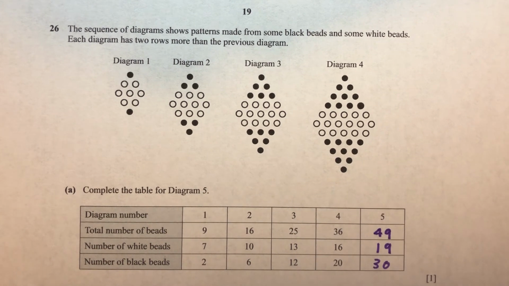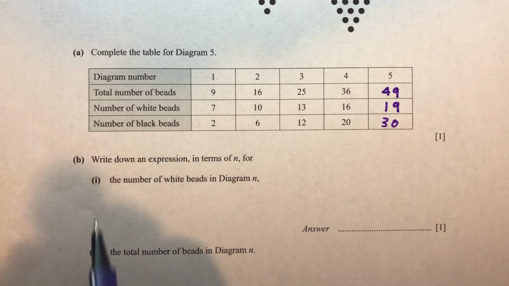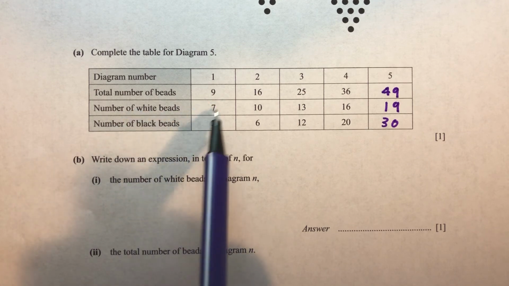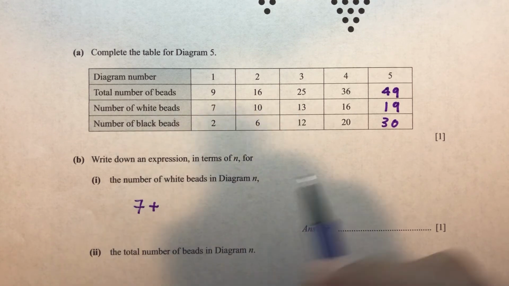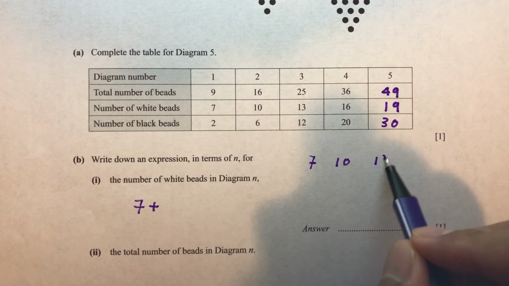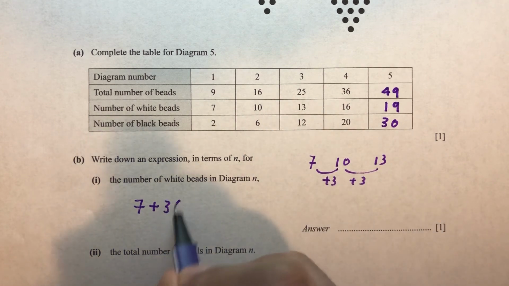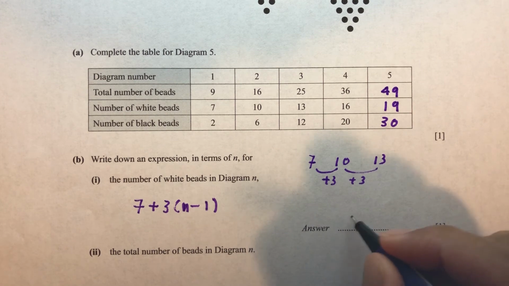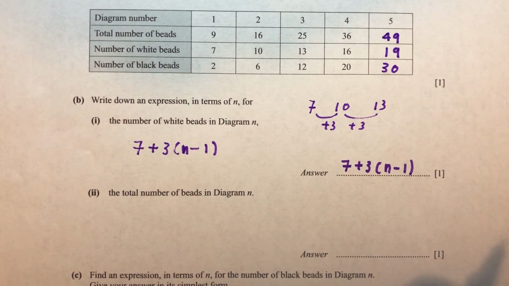Okay, so that's it. Now part B, write down an expression in terms of n for part 1, the number of white beads in diagram n. So for white beads, the first term is 7. Let's write 7 down, plus the difference in every term. We have 7, 10, 13, so it goes plus 3, plus 3. So plus 3, and then we have to do n minus 1. So that's the expression for the number of white beads, which is 7 plus 3 times n minus 1. So now moving on to part 2, the total number of beads in diagram n.